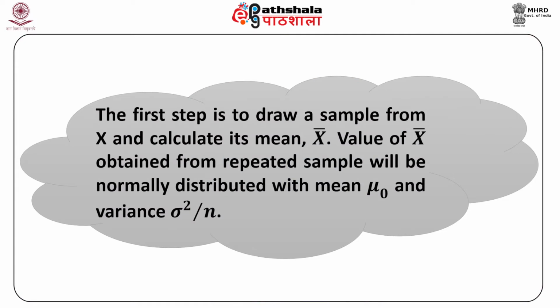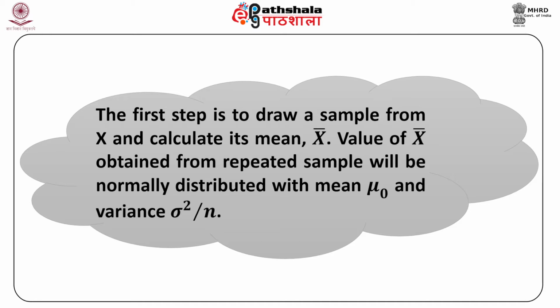Let's understand this. Let's start with the random variable x, that is, x distributed normally with mean mu and variance sigma square. Now suppose we define our null hypothesis as H0: mu equal to mu 0, and mu not equal to mu 0 as the alternate hypothesis. So how do we proceed in such a situation? The first step is to draw a sample from the population X and calculate its mean, which is denoted as x bar.